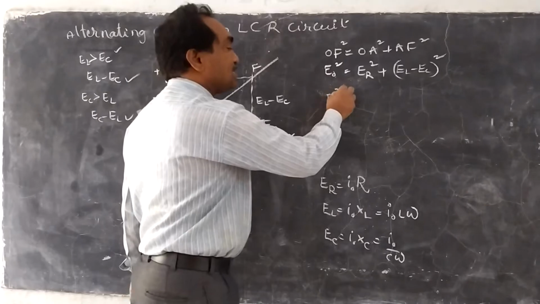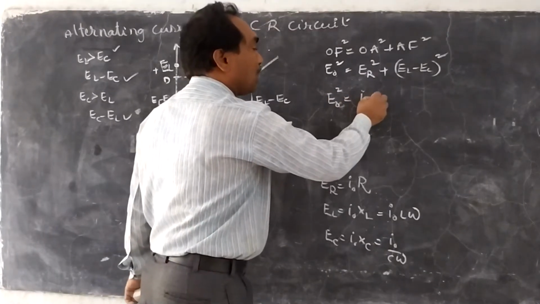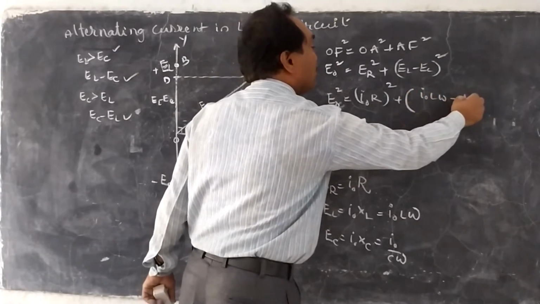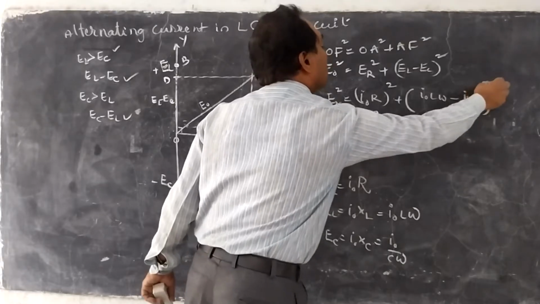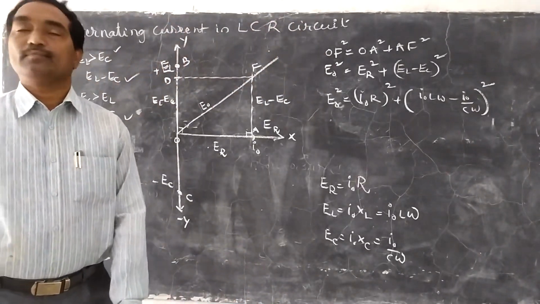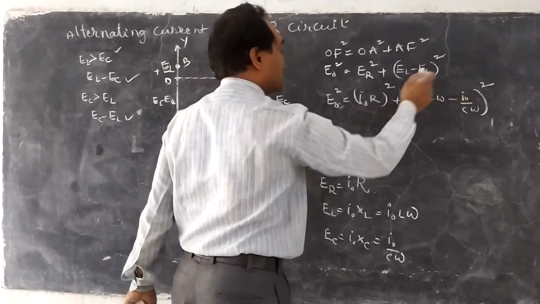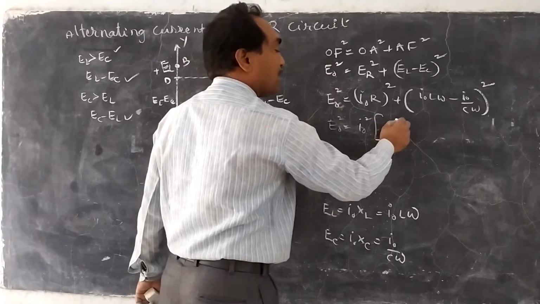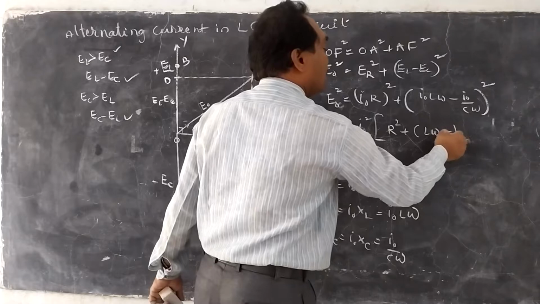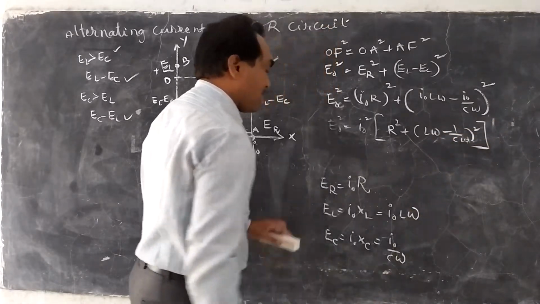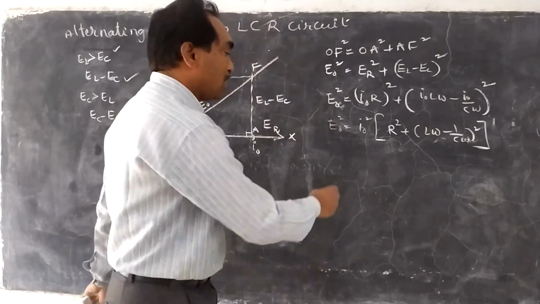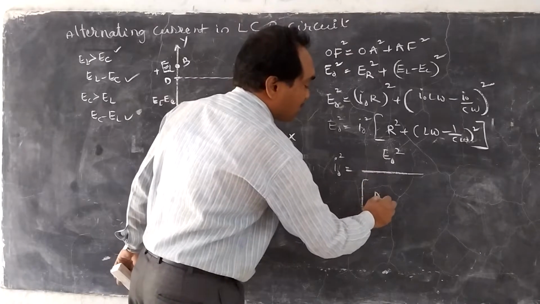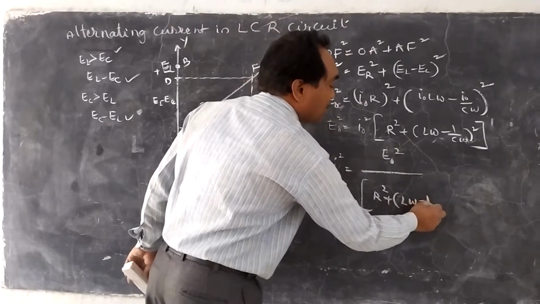E naught square is equal to ER, which is I naught R, whole square, plus EL, which is I naught L omega, minus I naught by C omega, whole square. So there is I naught square here and here also. When I naught square is taken as common, we get R square plus L omega minus 1 by C omega whole square. From this, I naught square is equal to E naught square by R square plus L omega minus 1 by C omega whole square.